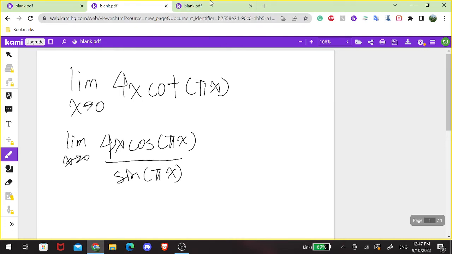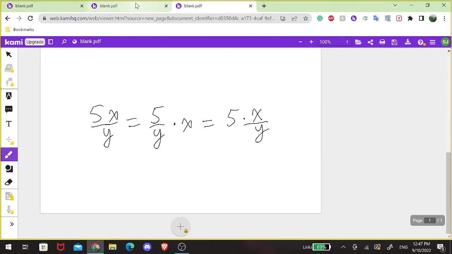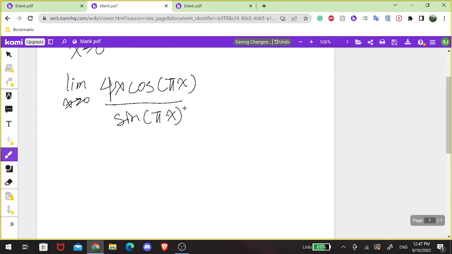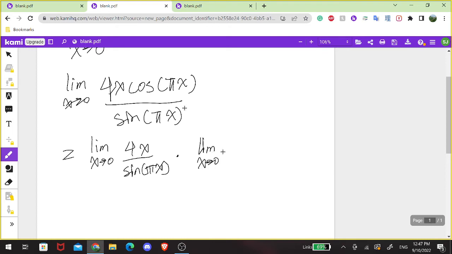Now, if we use this example that I was showing earlier, we can separate this into limit. That's not z, that's the equal sign, by the way. My pen is just lagging. So the limit as x approaches 0 of 4x over sine of pi x. Sorry, that's a pi. That's sine of pi x times the limit as x approaches 0 of cosine pi x.